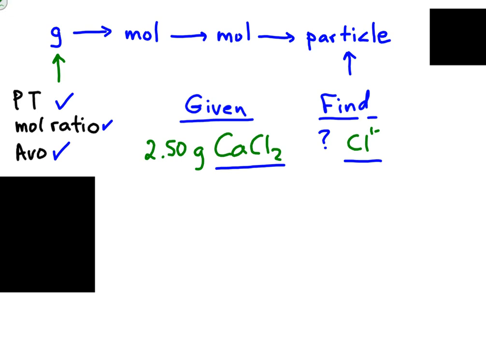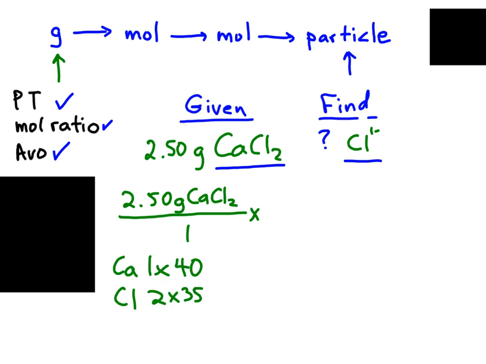We'll start out with the given over 1. 2.50 grams of calcium chloride over 1. Okay, now I've got to do a molar mass, huh? Okay, I'm going to stop the recording to shorten the video, and we're going to do the molar mass.